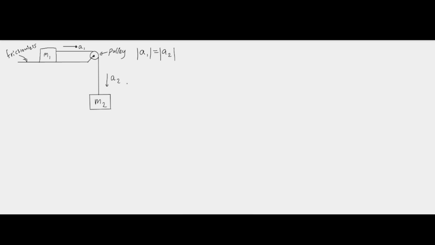And with a system like this, we pretty much treat it the same as a system with one dimension. The strategy is the same. You look at each individual object, and then you create a free body diagram for each object. So let's do that. For the first object, M1, I'm going to, as always, represent it with just a dot. And let's look first at the vertical forces.